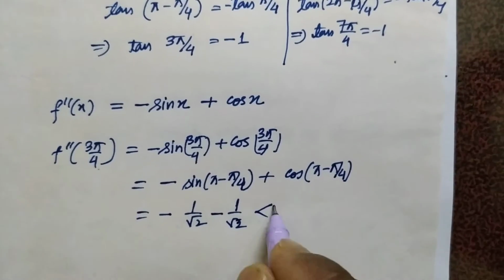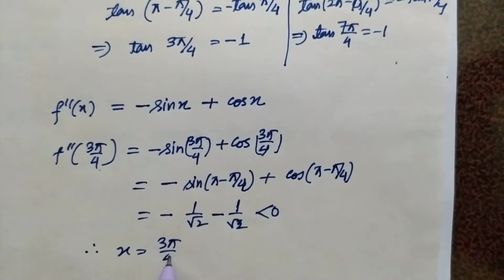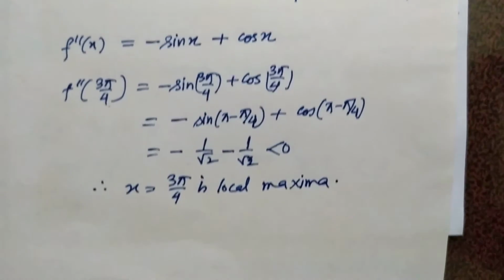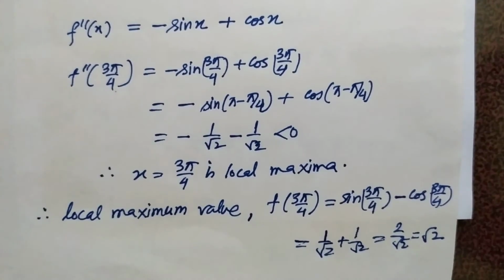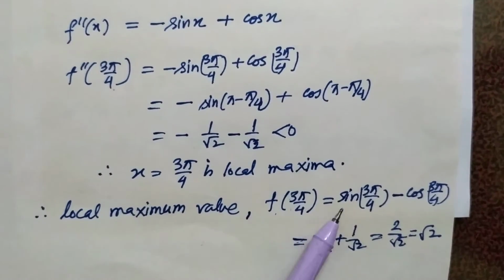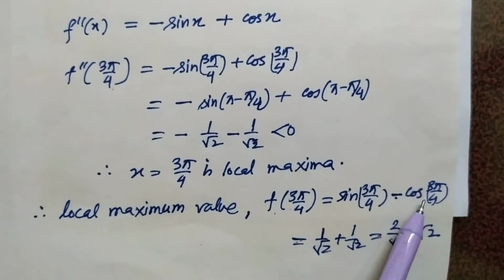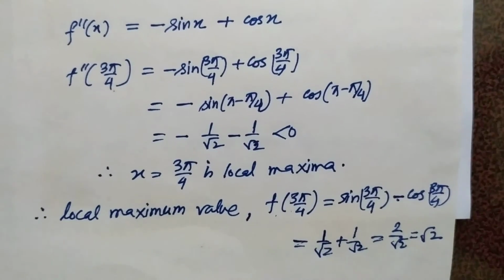This quantity is negative. Therefore x equal to 3 pi by 4 is local maxima. Okay, it is local maxima. Accordingly we find the local maximum value by putting 3 pi by 4 in the original function. So here it was minus, but cos of 3 pi by 4 is minus 1 by root 2, so minus minus plus. So root 2 is the local maximum value.